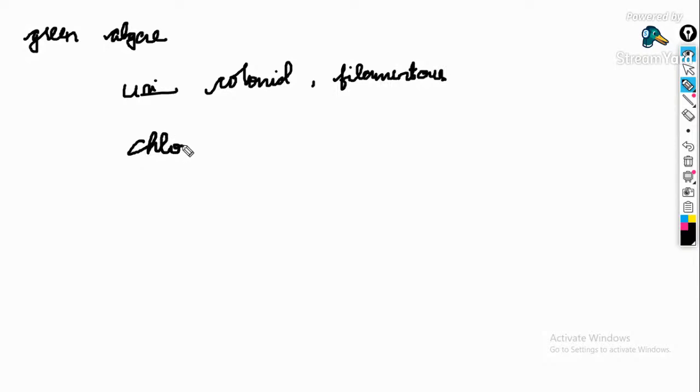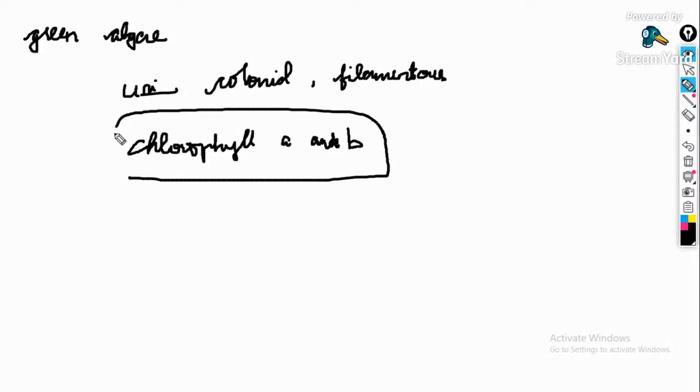The pigments present in chlorophyll are very important. The dominant pigments present in Chlorophyceae are chlorophyll A and B. Very important. In Phaeophyceae it is A and C. Just note it; I will say it at that time too. In Rhodophyceae it is chlorophyll A and D.